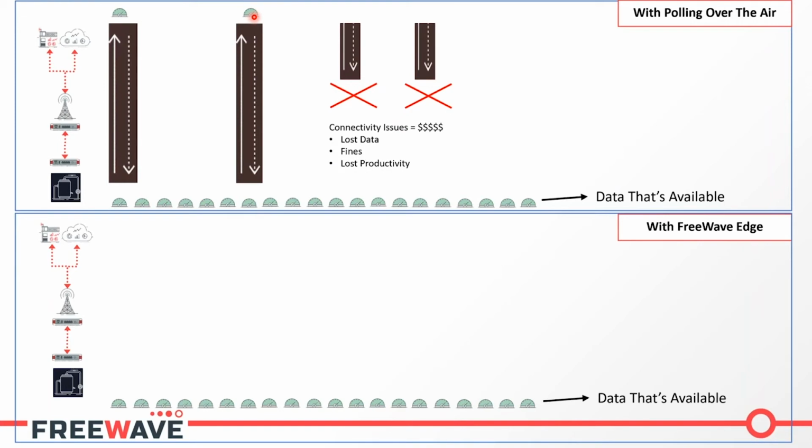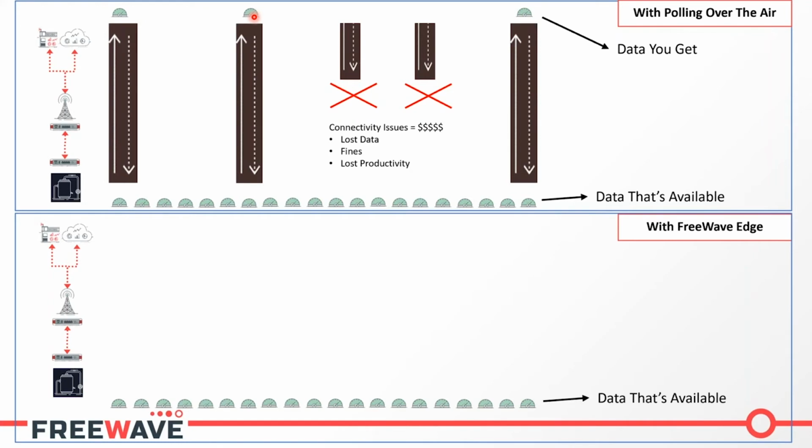The other challenge with this is no connectivity type is perfect. And if you have a connectivity issue, a loss in connectivity, that poll response over the air just doesn't get any data at all. So this ends up affecting your bottom line with lost data, lost productivity, and even fines if you're not able to report data accurately for a certain period of time to your regulatory agency. And then the other challenge is once your connection's reestablished, you're still getting only that slow one data point, one update at a slow rate. So what do we do with FreeWave Edge?